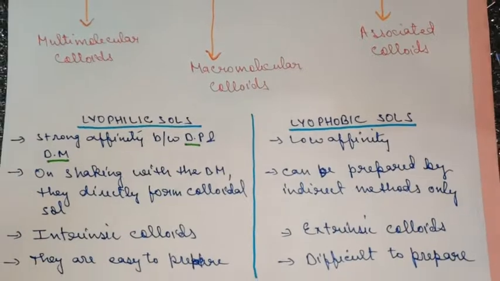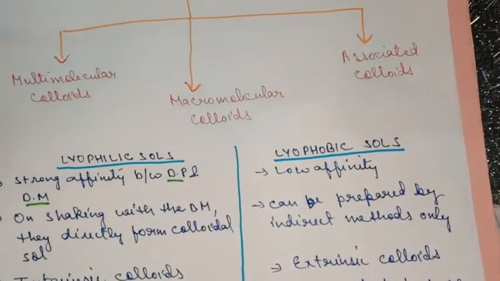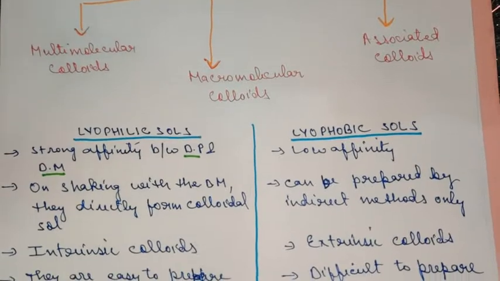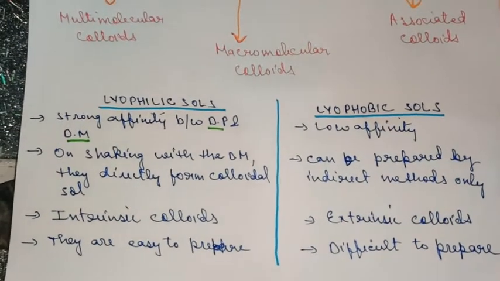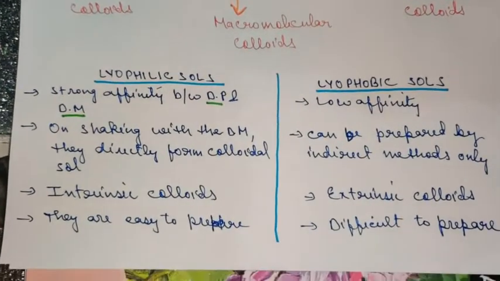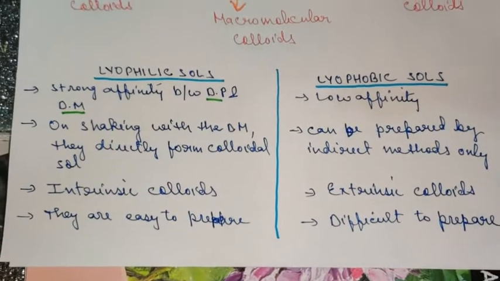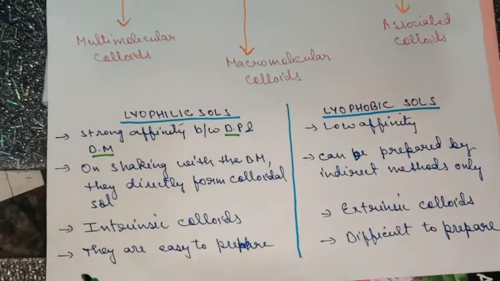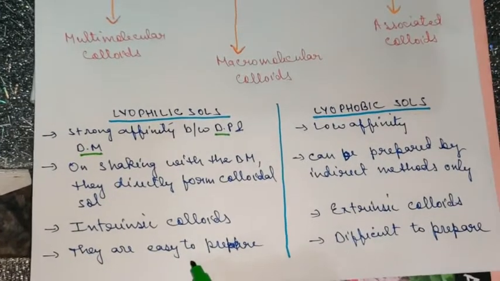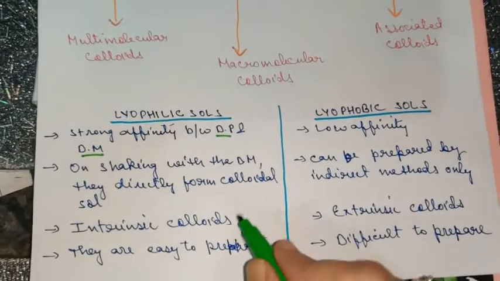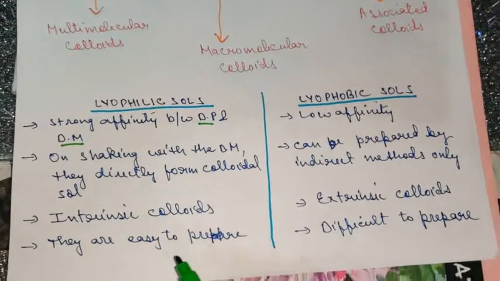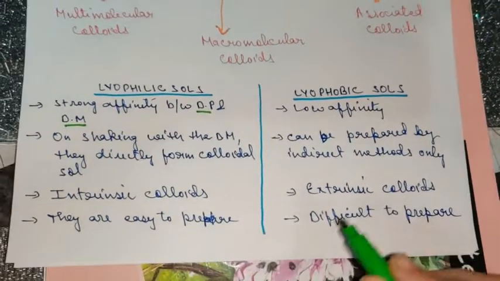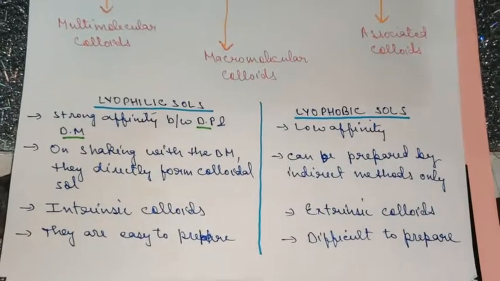And in case of lyophobic salt, it cannot be prepared easily. You have to apply some indirect methods to prepare lyophobic salts. Lyophilic salts are known as intrinsic colloids and lyophobic are extrinsic colloids. Again, I'll be discussing the same. And they are easy to prepare. Why? Because by simply shaking it with the dispersion medium you can prepare it, and they are difficult to prepare. Why? Because you need to apply some extra efforts in order to prepare lyophobic salts.